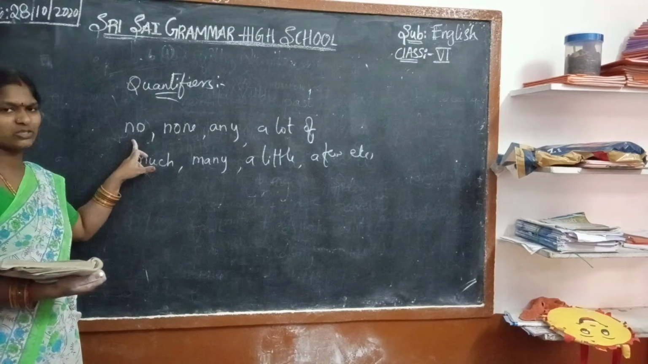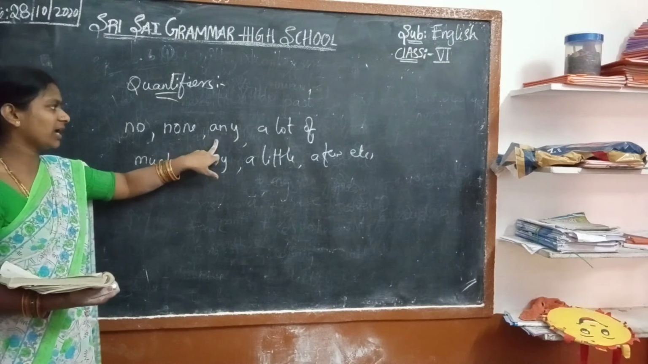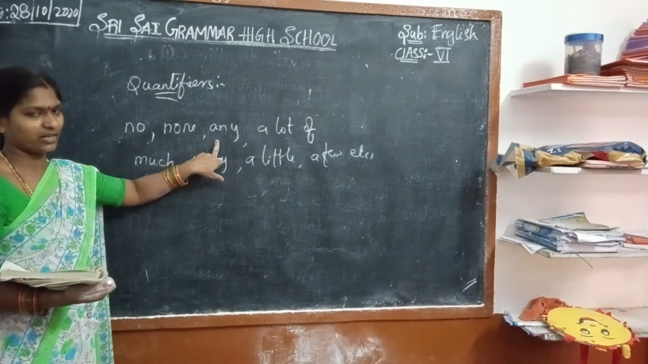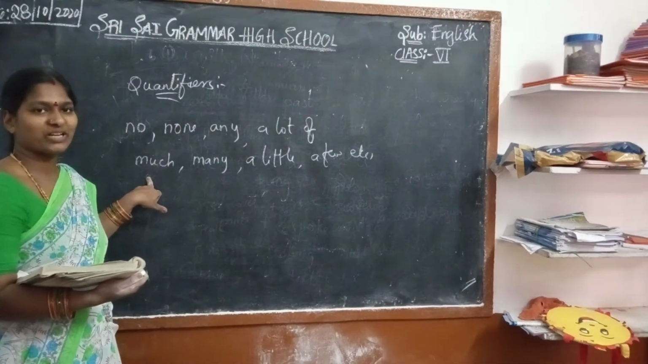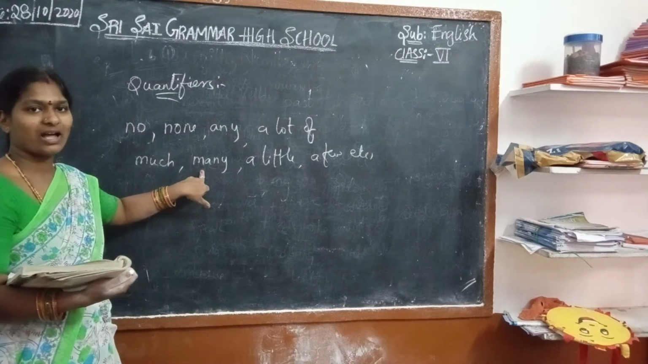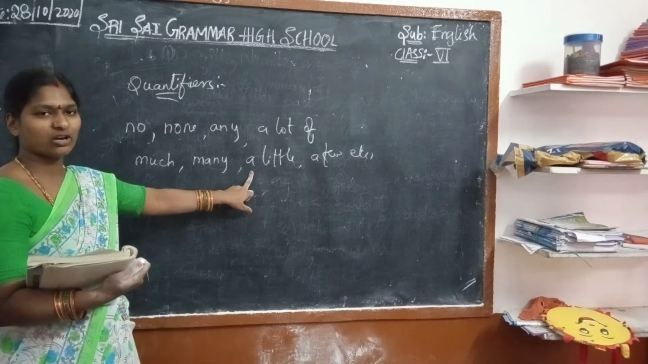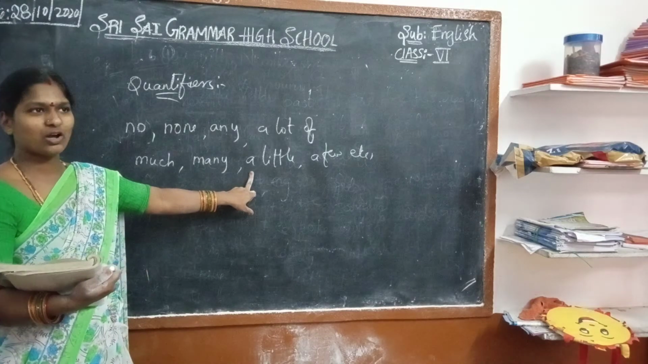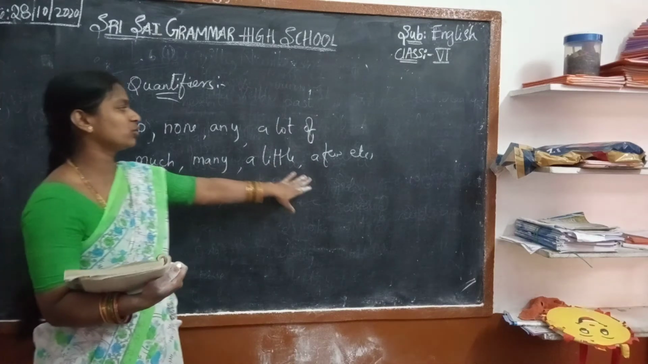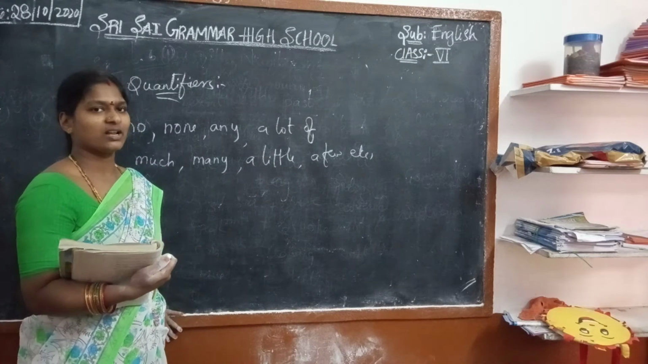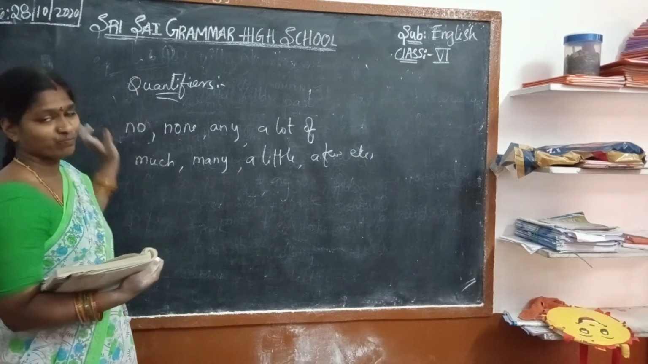For example, no, I don't go. None other than you. Any: if anyone wants, you can take. A lot of money with me. Much: I had much of food. Many: I had many trees. I have many trees in my house. A little amount of water or milk or anything which is used in the sentence. A few members are attending the function. Like this, we are going to use these words in the form of sentences. It is nothing but quantifiers.